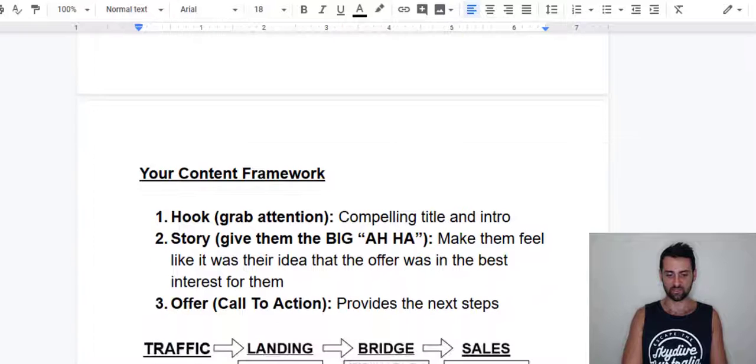So with all that being said, your content that you're producing in any of the social medias or wherever it might be should have these three things within the framework. So you've got the hook. This is your compelling title and also your intro. You really want to make sure that your title and your intro really hook people in. It's going to be something that your target audience is really going to want to hear and stick around for. The story: you want to make them feel as if it was their idea that the offer was in their best interest. So giving them a big aha.